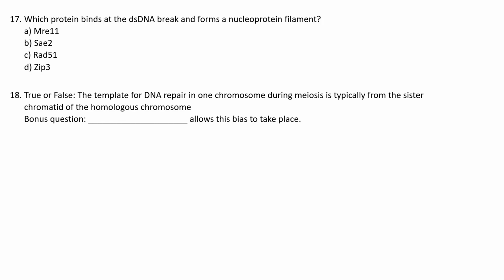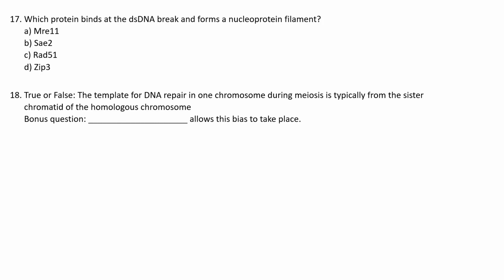Okay, so people have said that this is true, and yes, that is very correct. So the template for DNA repair in one chromosome during meiosis, as I mentioned, is typically, it's preferred, of course, from the sister chromatid of the homologous chromosome, right? So the other chromosome, say, if it is maternal, then from the paternal chromosome.